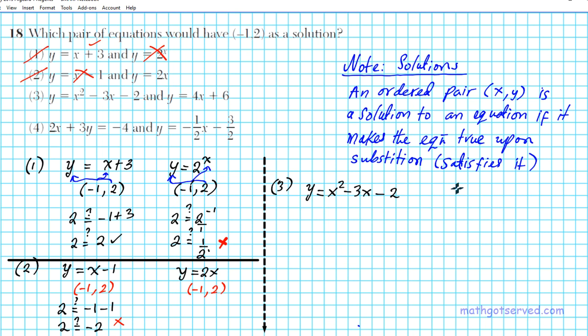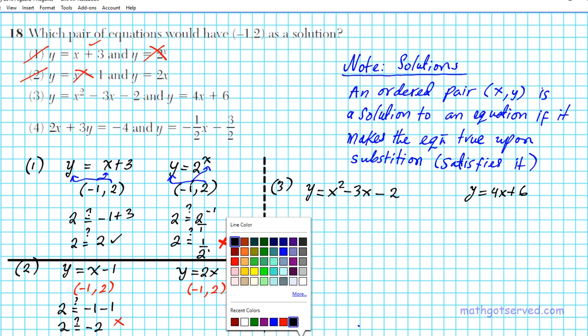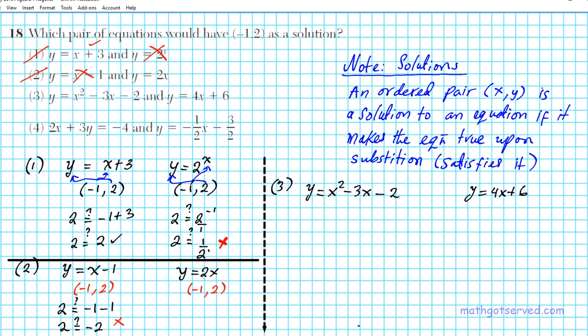This is a quadratic trinomial. And a linear function y equals 4x plus 6. So we're going to be plugging in the solution again. The ordered pair, sorry, we don't know if it's a solution yet. We have to substitute and see if it's true or false before we know if it's a solution.